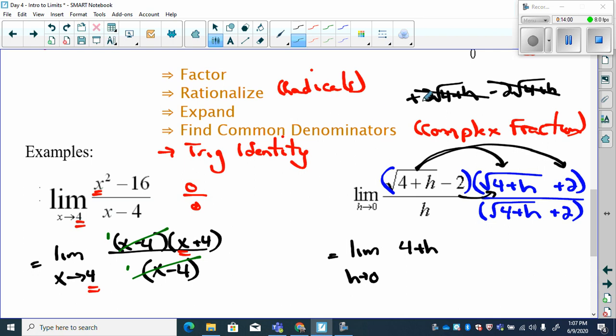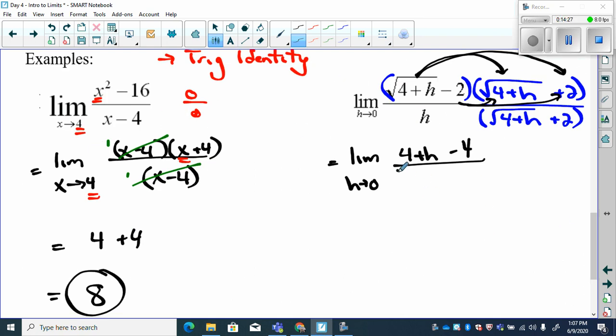Okay? So the shortcut here is actually, instead of going first times first, outside times outside, inside times inside, last times last, when you multiply something by its conjugate, you can just square the first term, square the second term, put a minus sign between them, or go radical 4 plus h times radical 4 plus h, negative 2 times positive 2. Look, follow that arrow. Negative 2 times positive 2 would give me a negative 4. Now on the bottom, I'm just going to leave this as 2 separate factors. So it's h times radical 4 plus h plus 2.